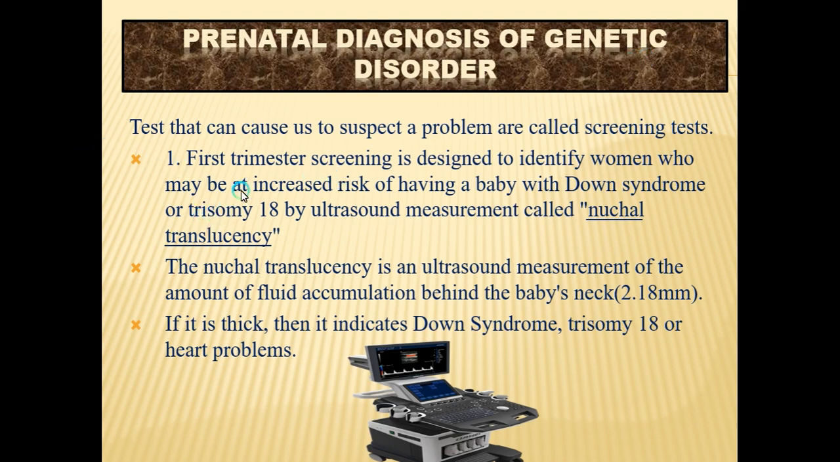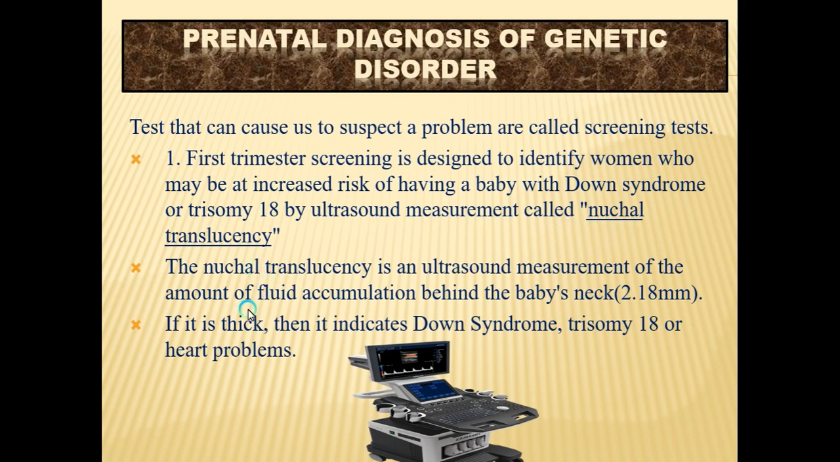If you have a suspected disease, then we have some screening tests. We know that pregnancy is divided into 3 trimesters. First trimester screening is to identify those who are at risk of having a baby with Down syndrome or trisomy 18. Down syndrome is trisomy 21. To find out, we use an ultrasound measurement called nuchal translucency.